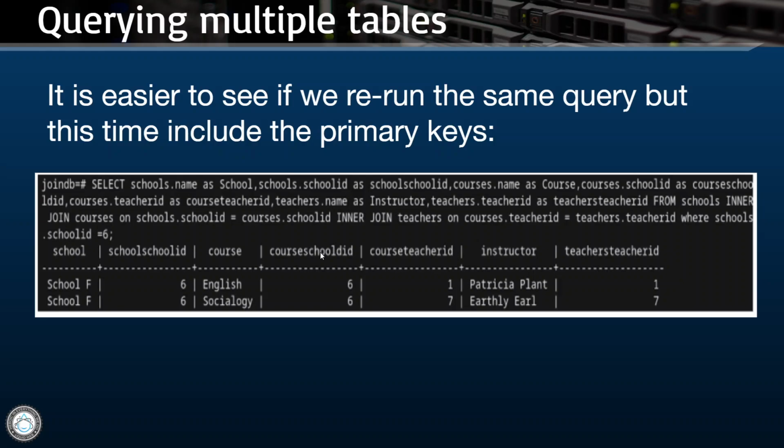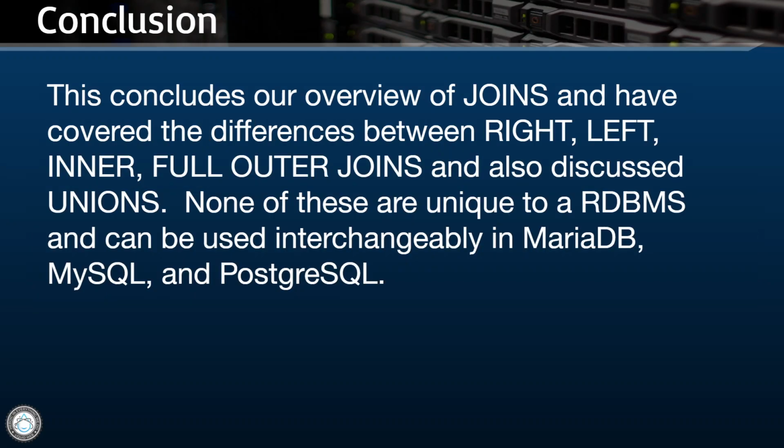You also might remember from earlier that the courses table had a teacher ID. And that's how we know what teacher is in there. The English course had a teacher ID of 1, which is Patricia. The sociology class had a teacher ID of 7, which is Earthly Earl.